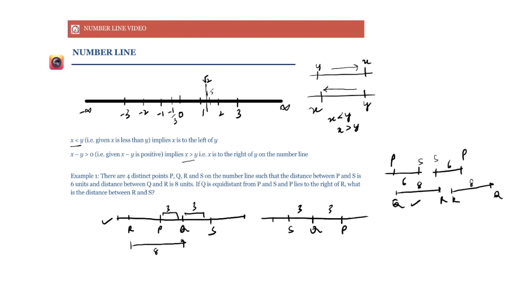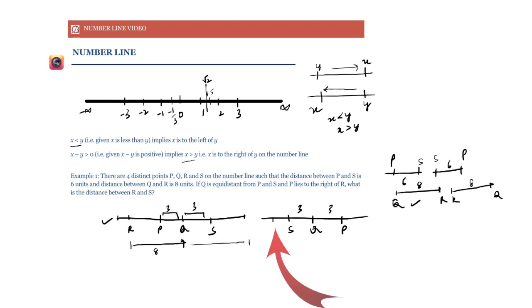Now, of course, R cannot be over here, 8 units away. Why? Because then it is going to be to the right of P. But we know that it lies to the left. R is to the left of P and P is to the right of R. So that is why it has to be on the left hand side.